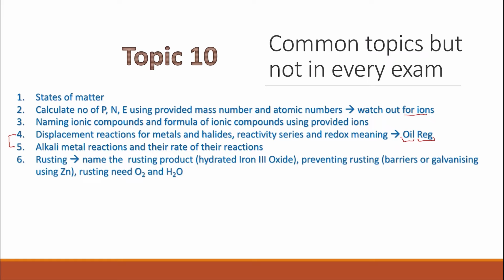Rusting, they love to ask about rusting. So basically, the most important things that you need to know about rusting, which they like to ask about, is to name the rusting product, which is hydrated iron 3 oxide. How to prevent rusting, remember the use of barriers and the galvanizing using zinc. And remember that rusting needs both oxygen and water to occur.